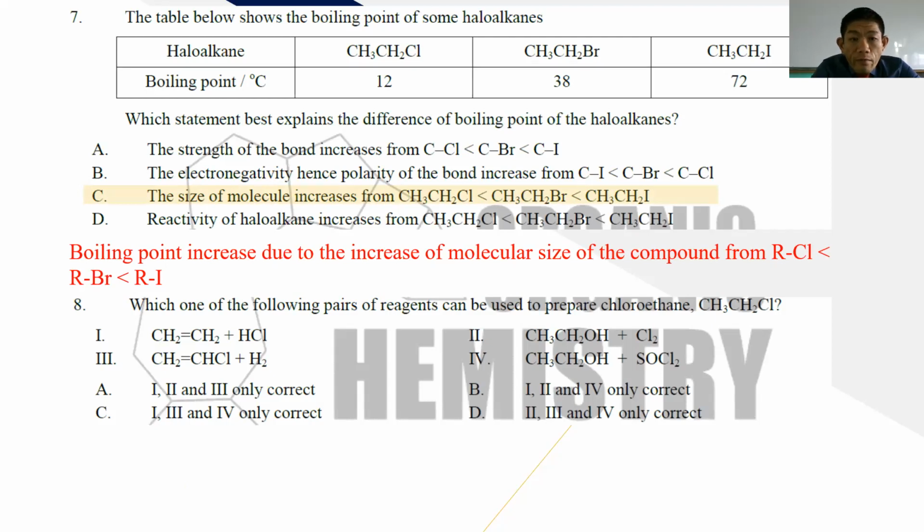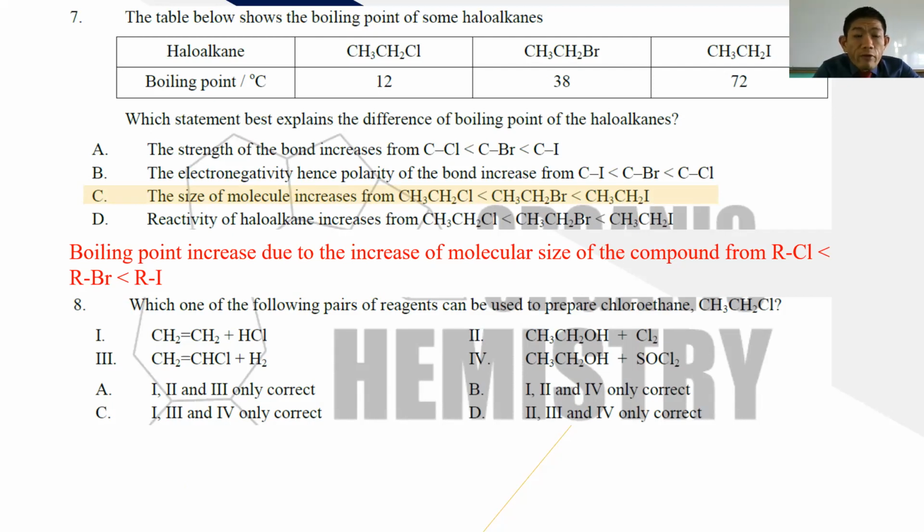Number 8, which one of the following pair of reagent can be used to prepare chloroethane? So you have a CH3CH2Cl. So can you prepare from number 1? Yes, you can via electrophilic addition reaction of hydrogen chloride. You can form chloroethane. And then number 2, when you react this alcohol with chlorine, now it cannot form because chlorine cannot directly react with alcohol. So number 2 is wrong.